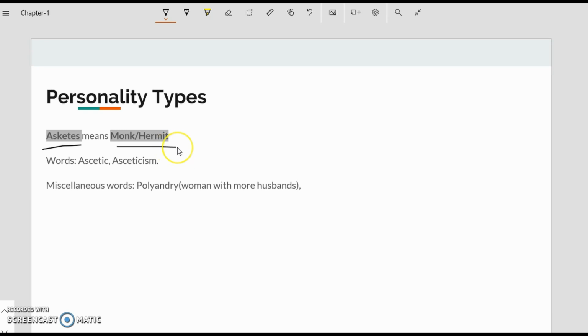Ascetes. Ascetes means monk. So, we'll have a review of all these words in the final session. No worries about that. Ascetes means monk. A monk is a person who is completely far away from status, richness, etc. A monk is a completely selfless person. So the words that are derived from ascetes are ascetic, asceticism. So we say generally ascetic person. Asceticism is a noun form of ascetic.